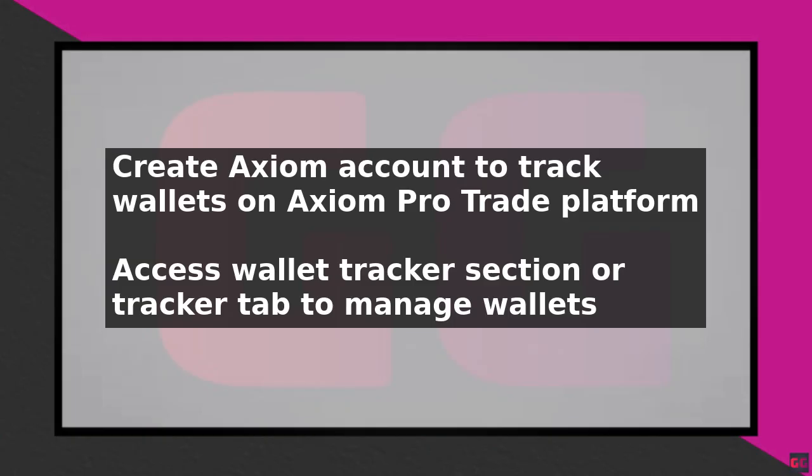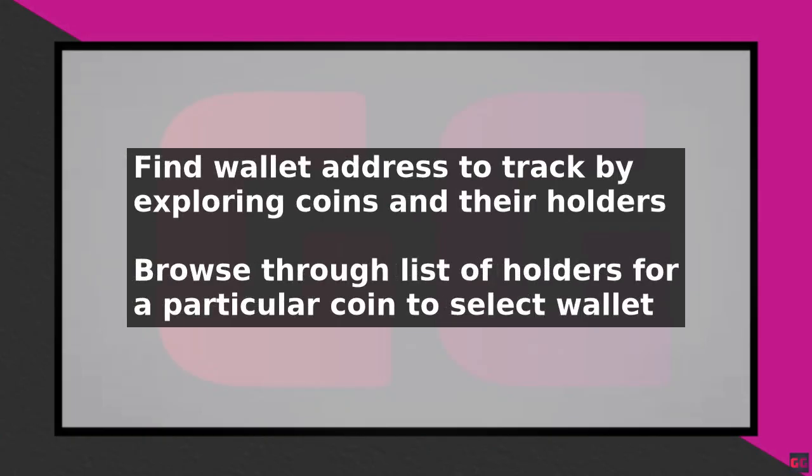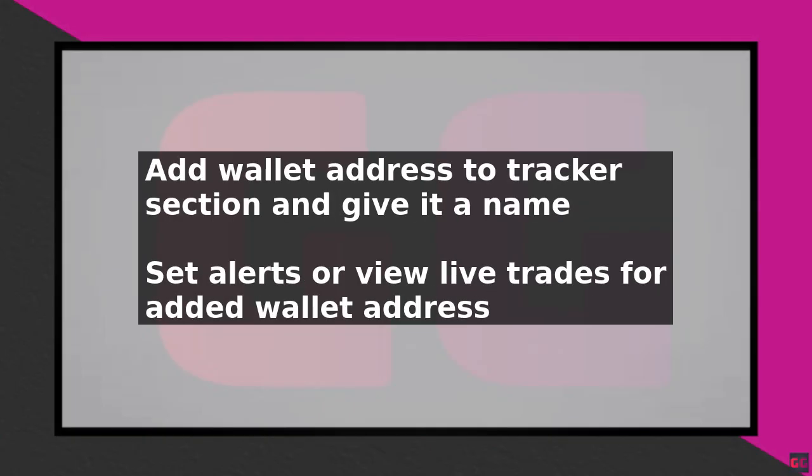To begin, you will need to find a wallet address that you would like to track, keeping in mind that it is essential to do your research before tracking a wallet. You can find potential wallets to track by exploring different coins and their holders. For example, you can browse through a list of holders for a particular coin. Select a wallet and copy its address.